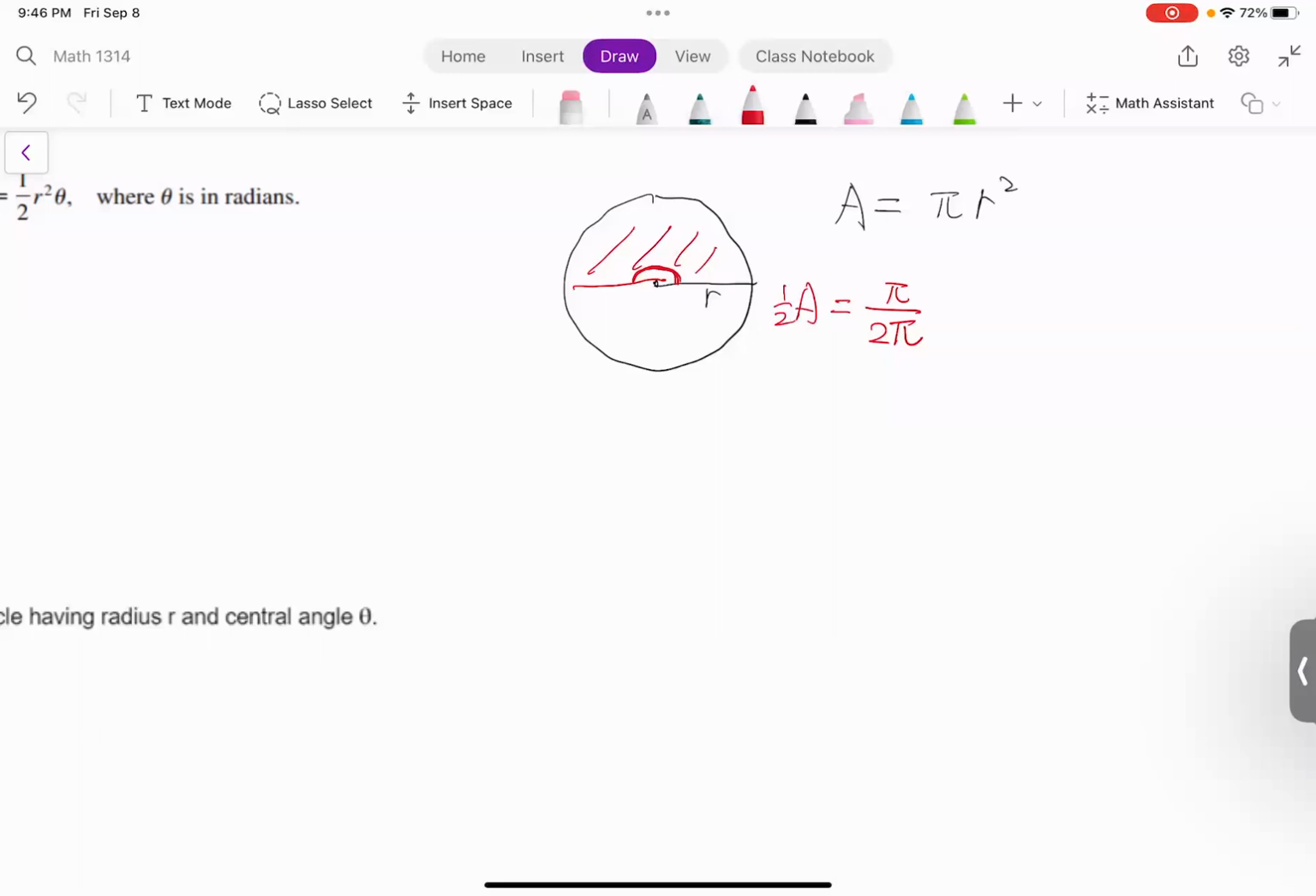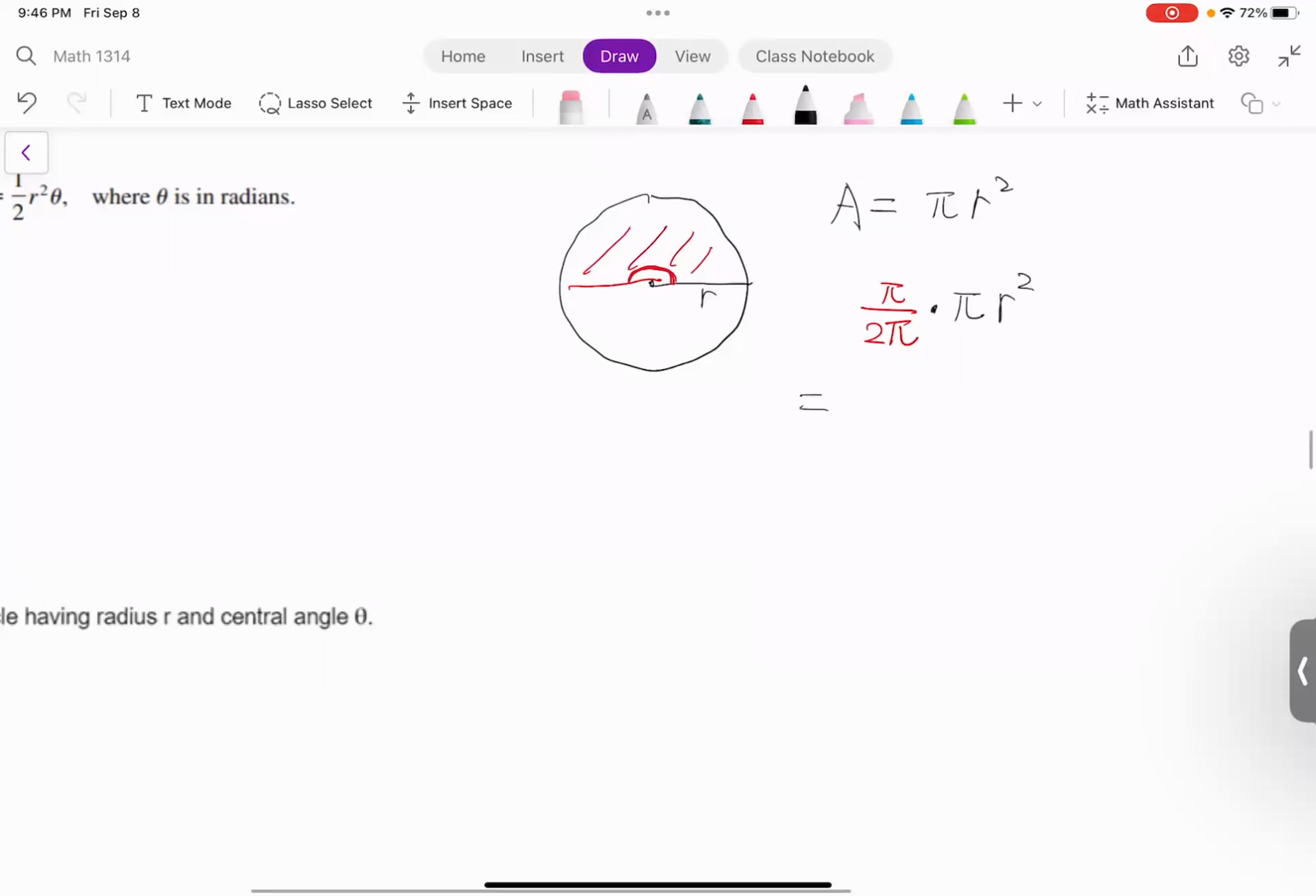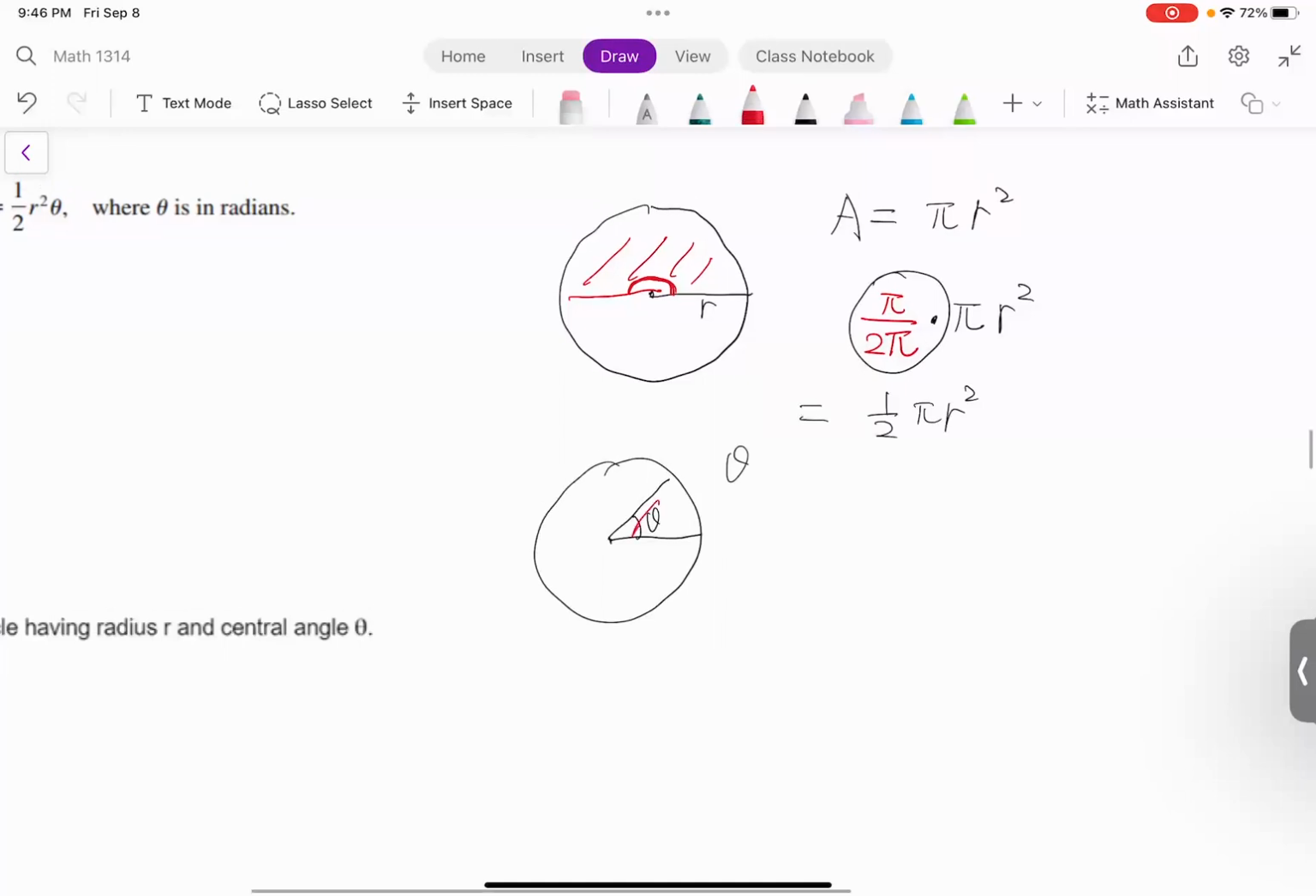So I use this ratio multiplied by the whole area of the circle, pi r squared, and I get 1/2 pi r squared. If I have a theta, for example, and I want to find the area of this sector, how to do that?